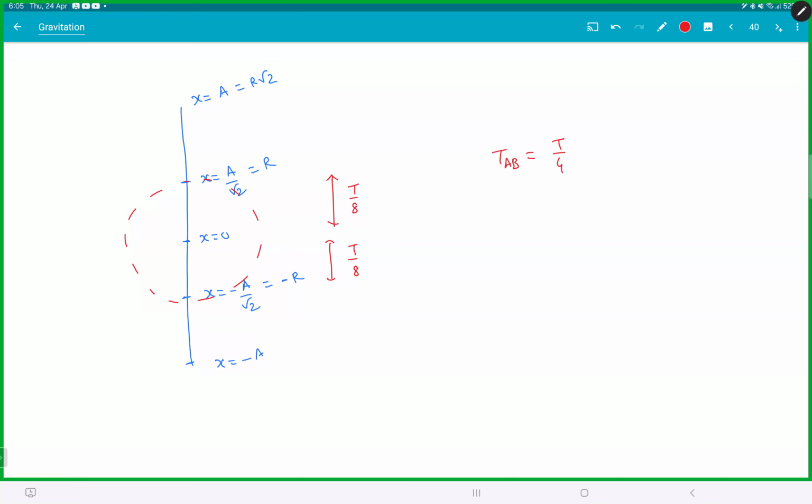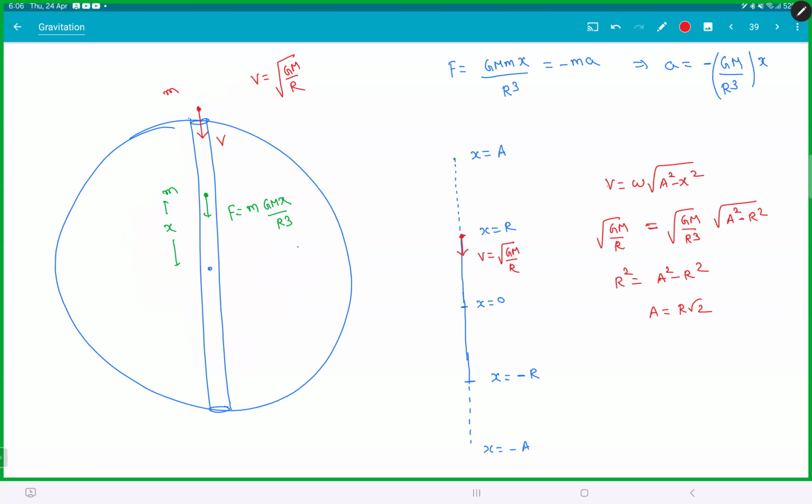Are you getting this? You have converted literally the whole problem into an SHM. Check this out. So if I give you different speeds, it doesn't matter. I can still do the same process.